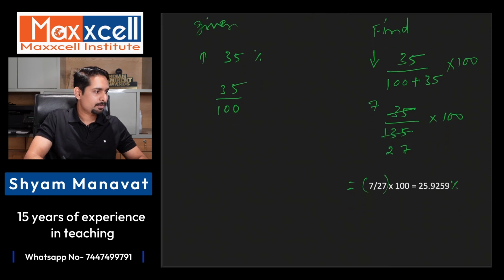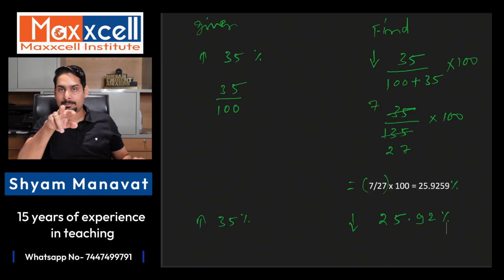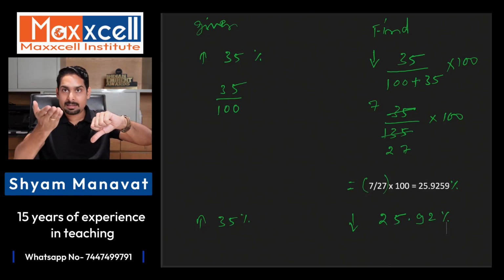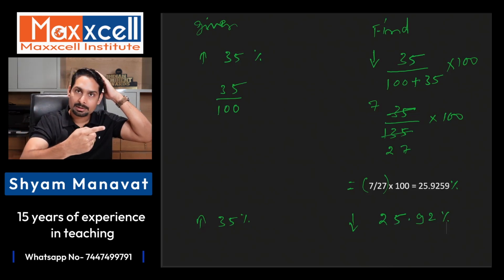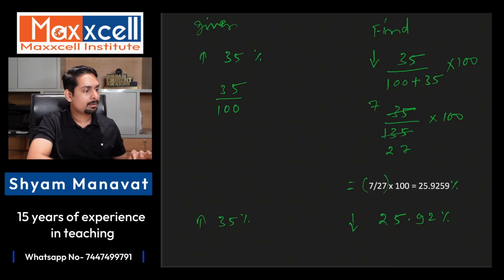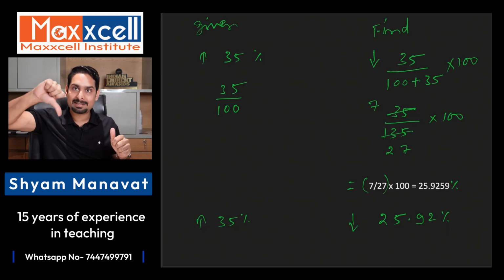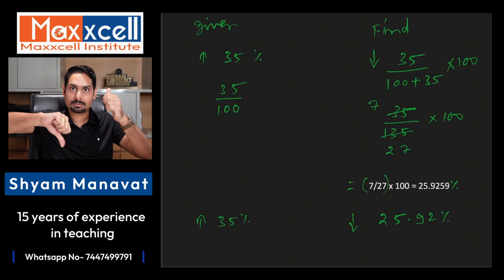Okay, so for increase of 35% there should be decrease of what? 25.92%. Okay, अगर आपका ये decrease value ज़्यादा आता है ना, so you need to look at your calculation, somewhere you have done wrong. Okay, so make sure that your decrease value should be less than increase value.